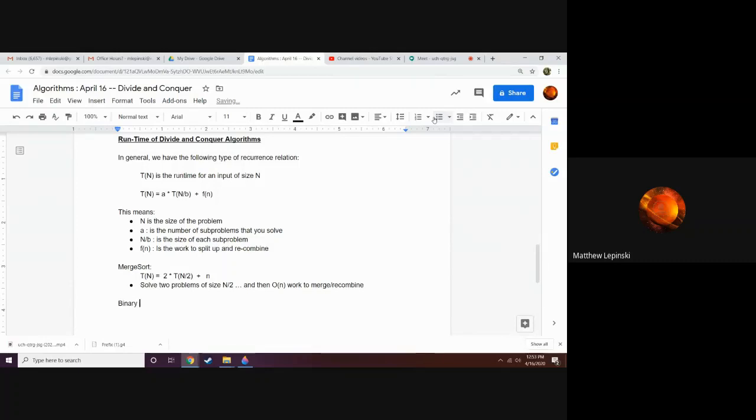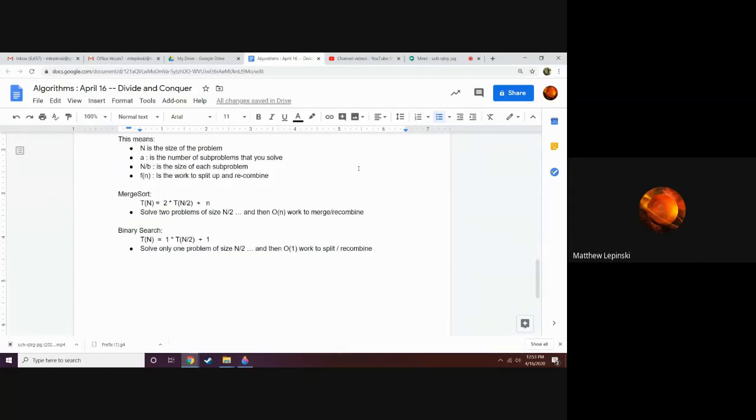Similarly for binary search, we have T of n equal to 1 times T of n over 2 plus 1. So this is solving only 1 problem of size n over 2, and then O of 1 work to split and recombine. For binary search, there really is no recombining. Once you get to the bottom of the tree, there's no work to recombine things. To split in half, all you have to do is grab the middle item in an array, and getting the middle item in an array is constant time, O of 1 time.